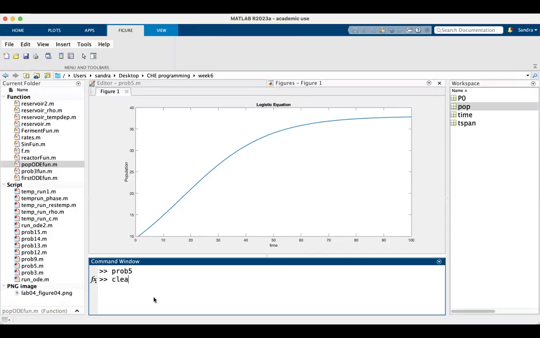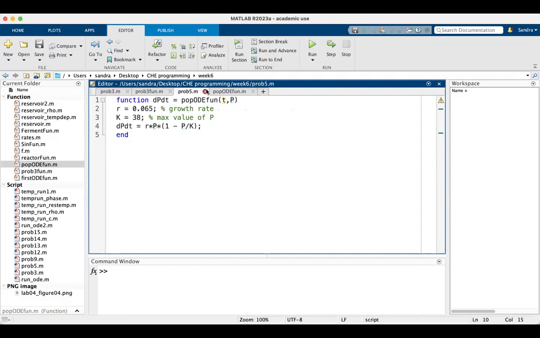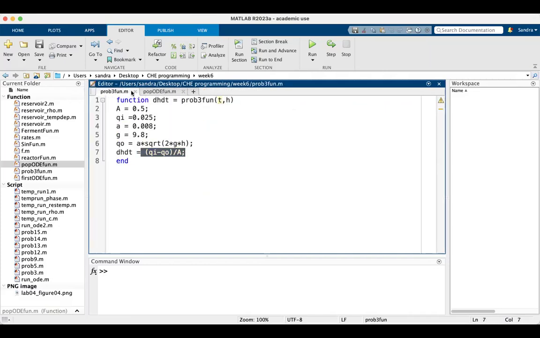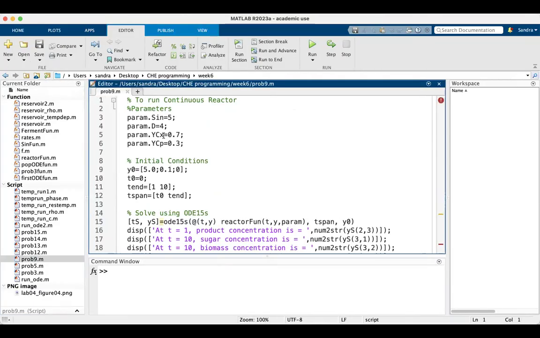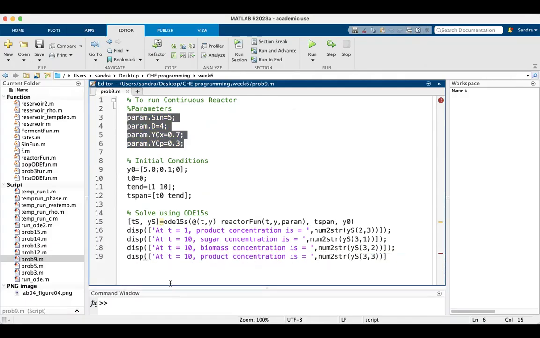Okay. So first, what I am doing is I have some parameters. I have declared them as structures. You don't have to save it as structures. You can just write SIN is equal to 5, D is equal to 4, YCX is equal to 0.7, YCP is equal to 0.3. Basically, I declared all the constants.